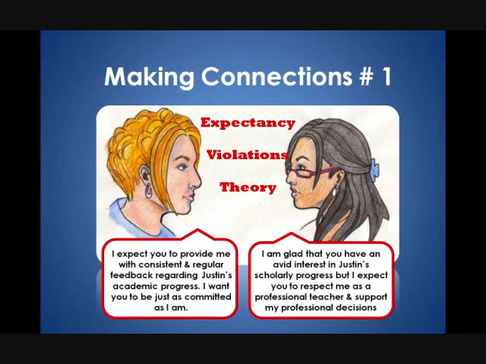In regards to the case in point, Mrs. Carter expects Mrs. Pierce to provide her with frequent updates and feedback about Justin's scholarly progress. On the other hand, although Mrs. Pierce acknowledges that Mrs. Carter needs to be aware of how her son is progressing in school, she also needs to respect her as a professional teacher and to support her professional decisions and opinions. Clearly, both women have two different expectations of how each of them should perform their role in relation to Justin's academic performance. Thus, their expectations of one another have been violated by one another.